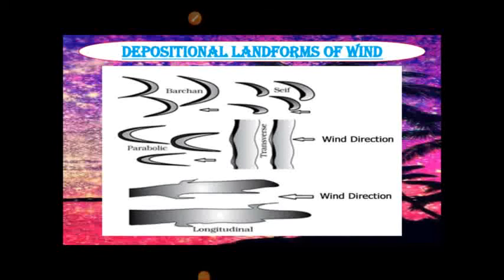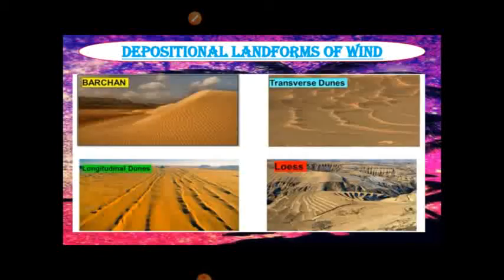Depositional landforms of wind. Barchan. Barchans are isolated, crescent-shaped sand dunes. They have gentle slopes on the windward side and steep slopes on the leeward side.